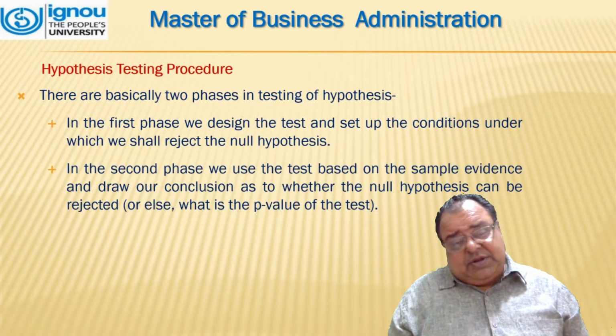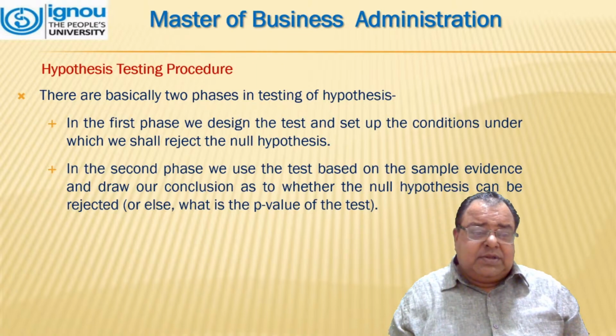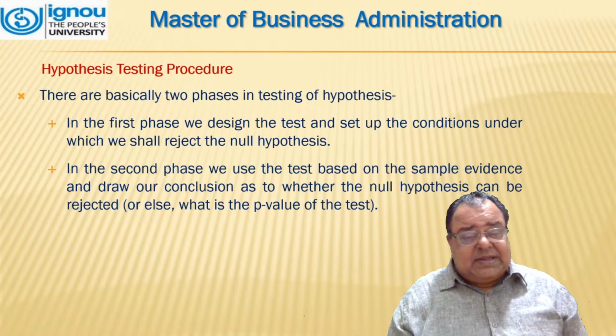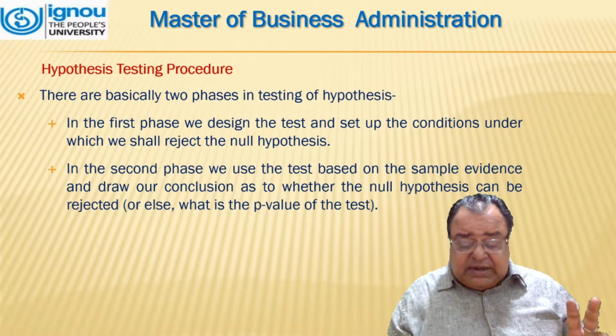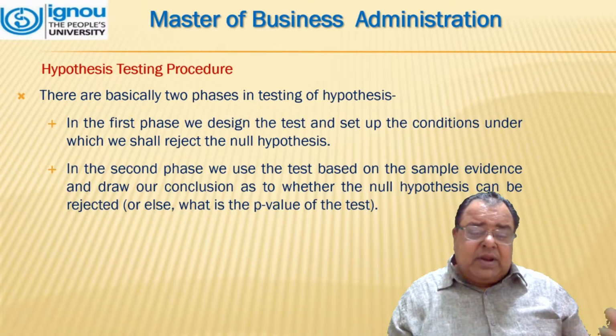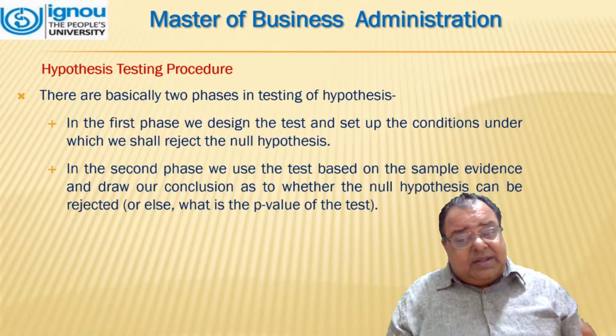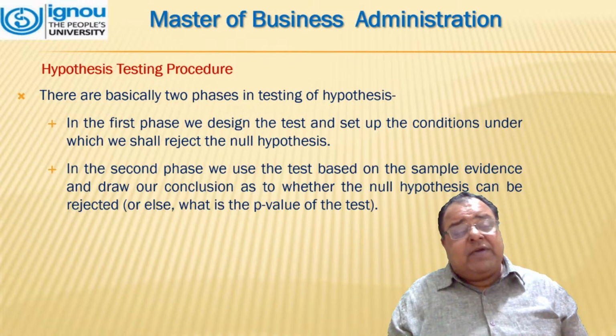Hypothesis testing procedure. There are basically two phases in testing of hypothesis. In the first phase, we design the test and set up the conditions under which we shall reject the null hypothesis. Whereas in the second phase, we use the test based on the sample evidence and draw our conclusion as to whether the null hypothesis can be rejected, or else what is the p-value of the test.